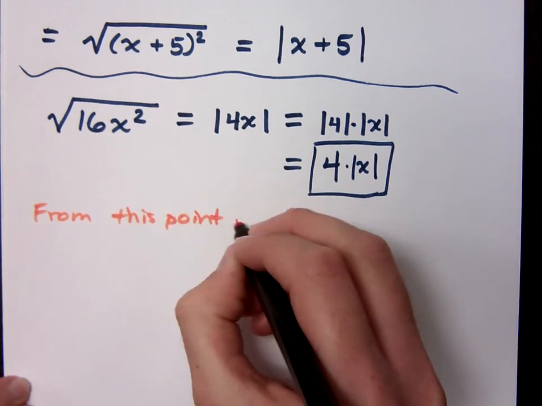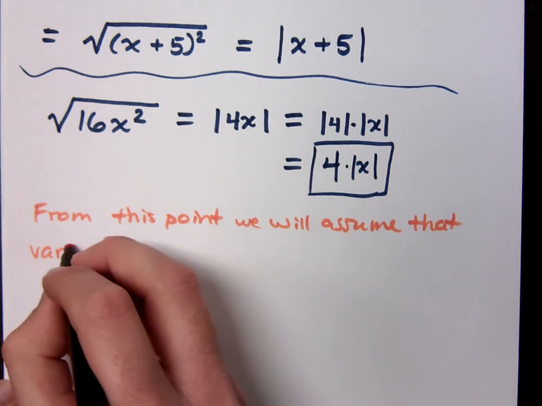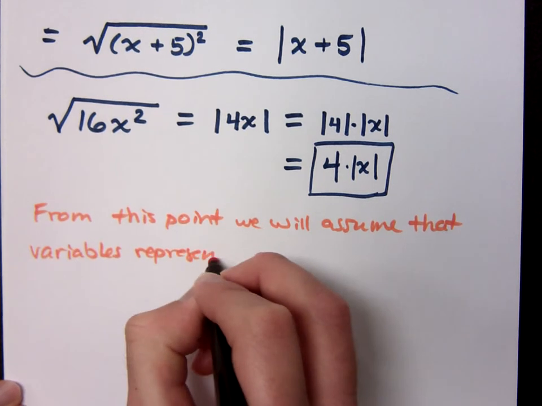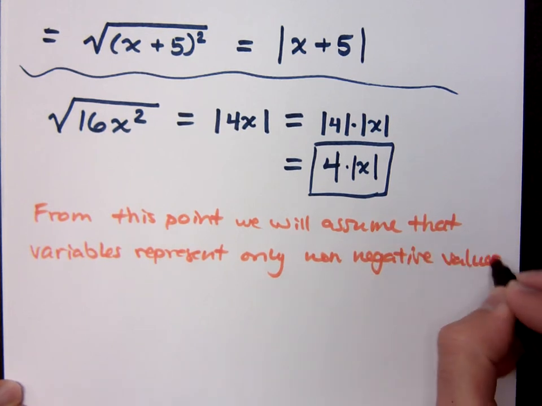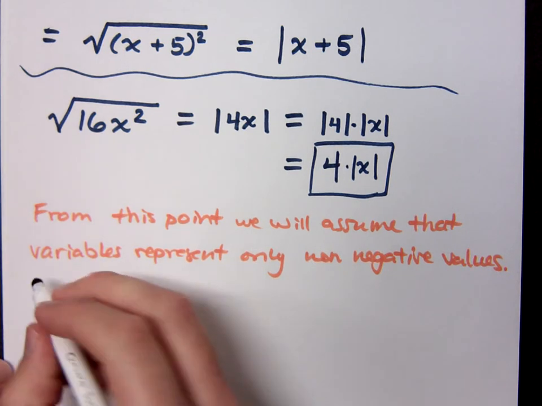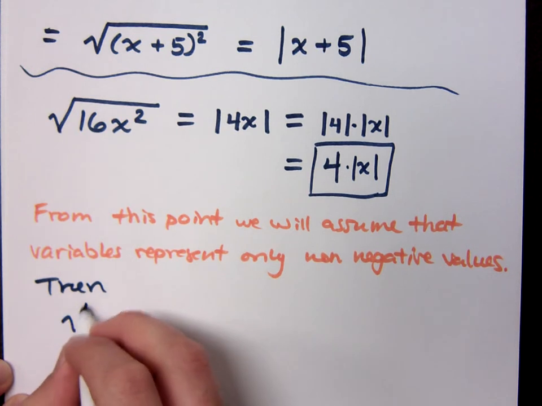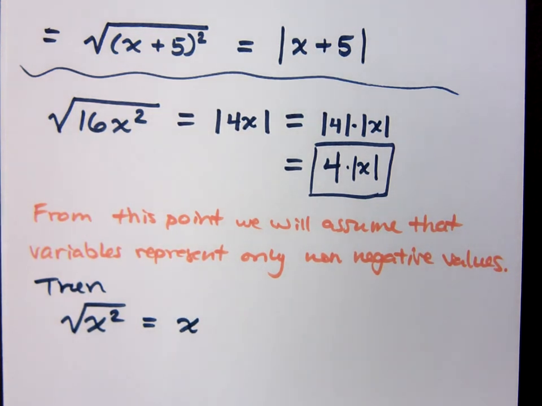From this point, we will assume that variables represent only non-negative values. So from this point on, we're going to assume that the variables that we see are not going to be negative unless stated otherwise. And if that's the case, then I can say that the square root of x squared is equal to just x. Because if I'm only dealing in non-negative values, the absolute values don't matter. If the only thing you plug into an absolute value is positive, you don't need the absolute values, do you? So that's what we're going to do. And that's going to make things really exciting after the break.